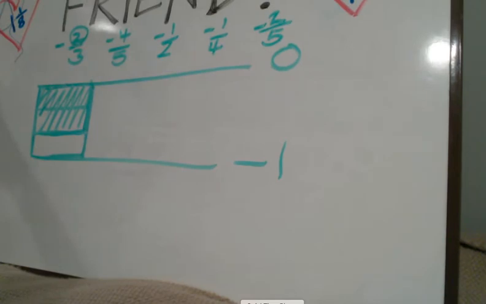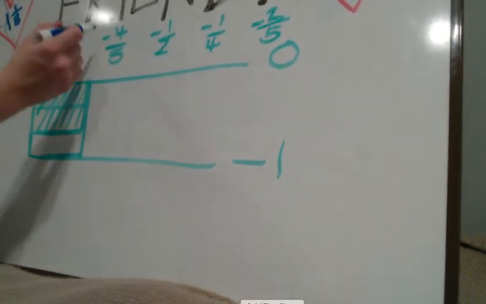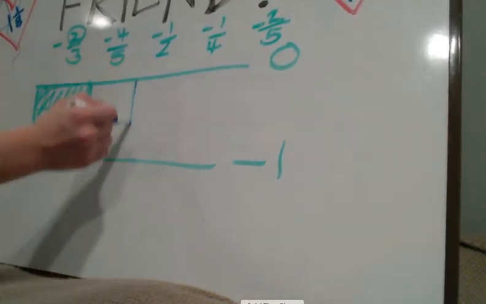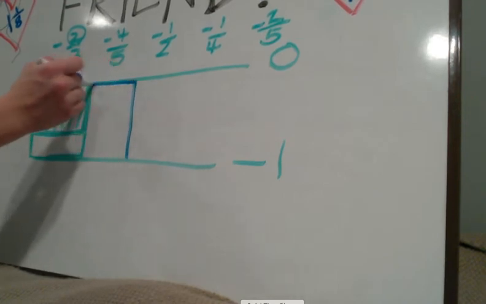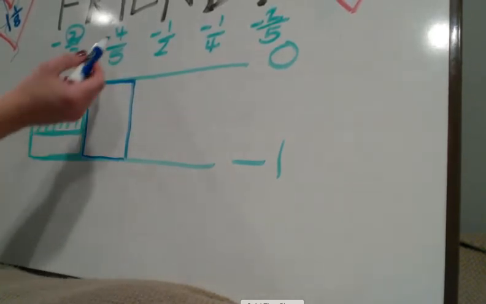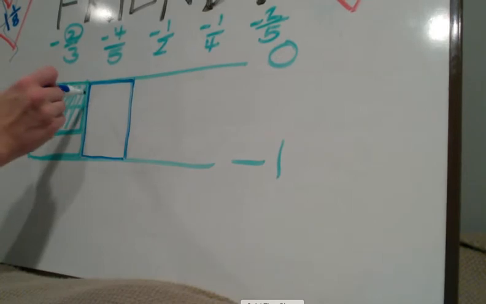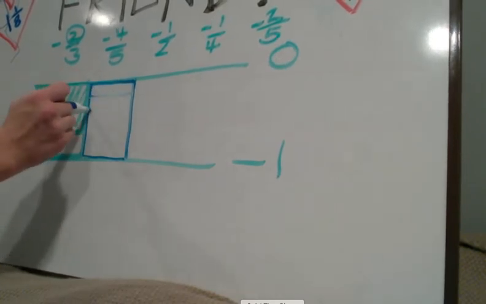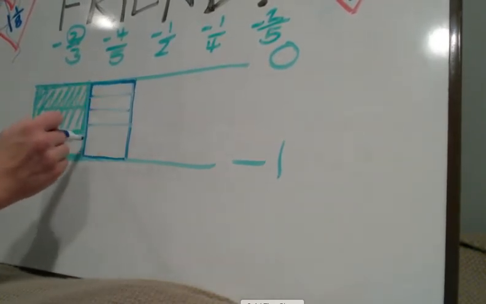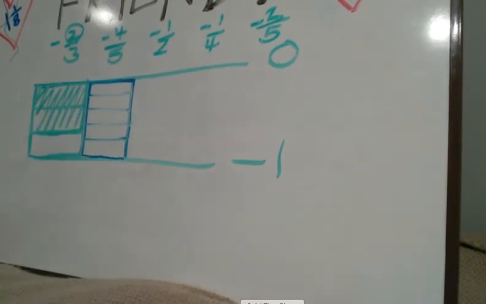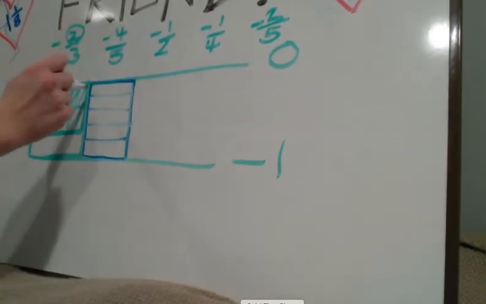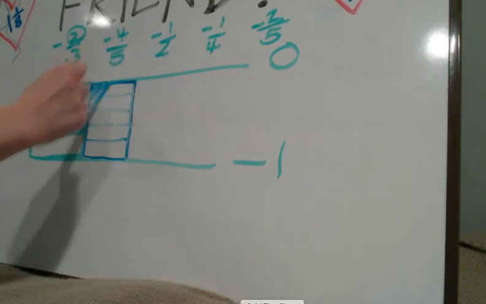The next number, -4/5, if I think about this as one whole again, and I divide it into fifths, oh, that was pretty lucky. 4 out of those 5 would be shaded.